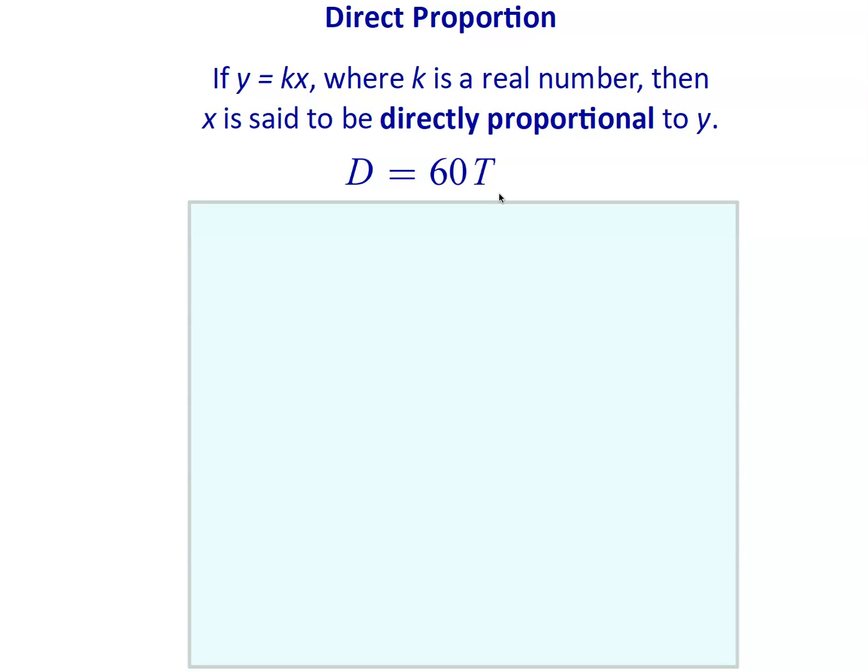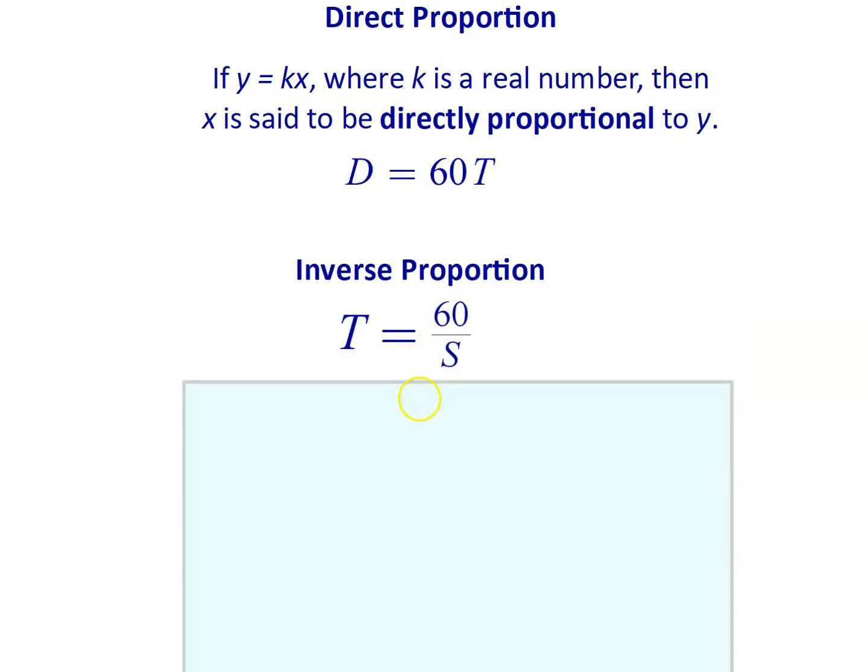As time increases, distance increases proportionally. If time is 1 hour, you travel 60 kilometers. If time is 2 hours, 60 times 2, you travel 120 kilometers. If time is 10 hours, you're going to travel 600 kilometers, etc. That's an example of direct proportion. Effectively, it's a straight line equation that passes through the origin.